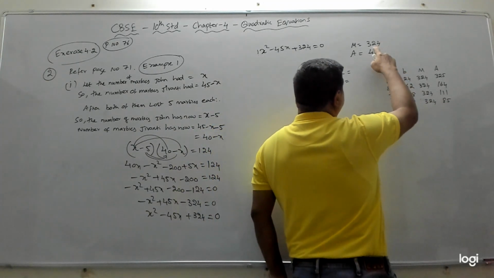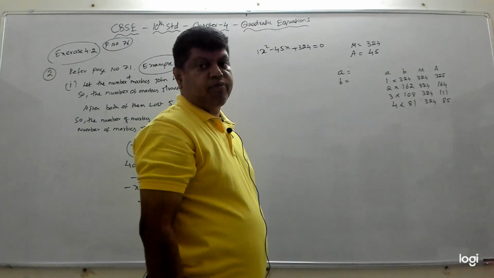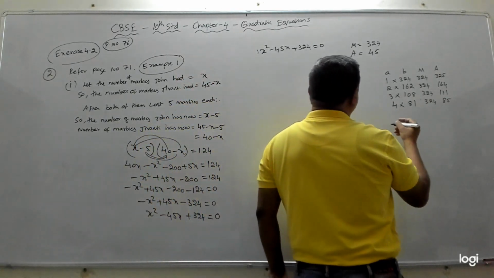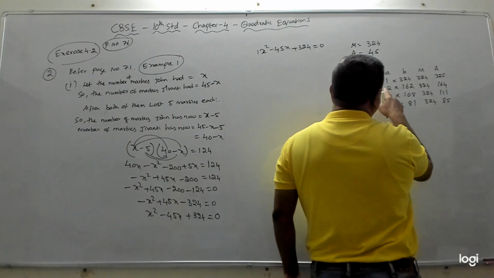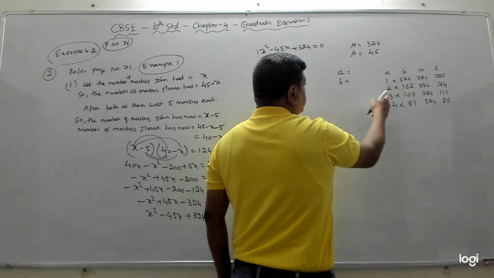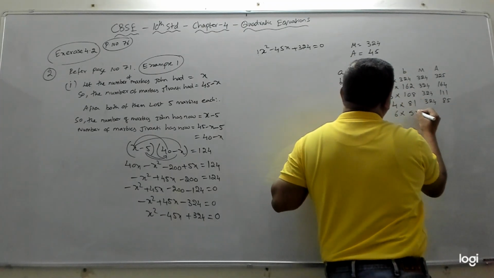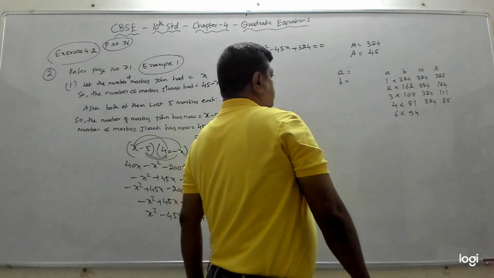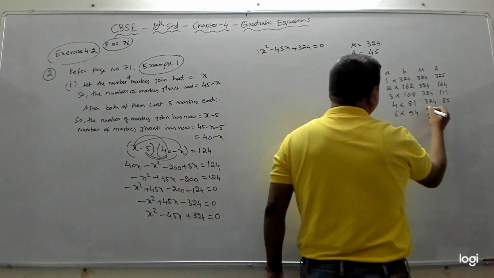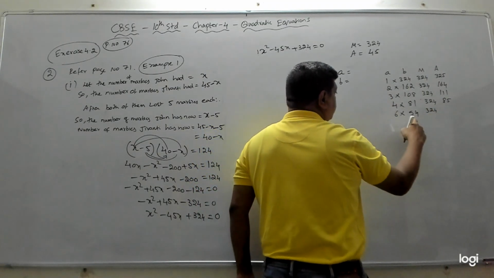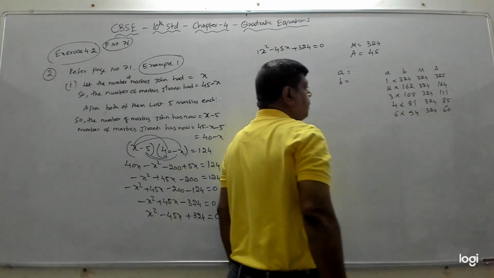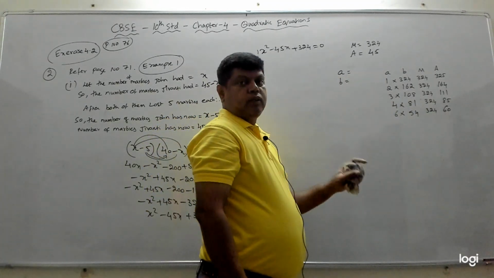Now with 5 it will not go. 324 will not go in 5 because it does not end with 5 or 0. So 6, it will go in 6 because it goes in 2 and 3. Any number that goes in 2 and 3 will go in 6 also. So 6 into what will give you 54? 6 into 54 will give you 324. Now what is 6 plus 54? 60. But we need 45. So this also won't work.